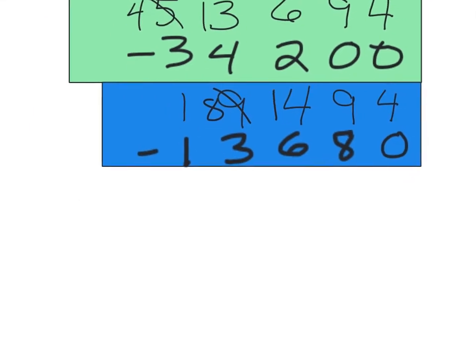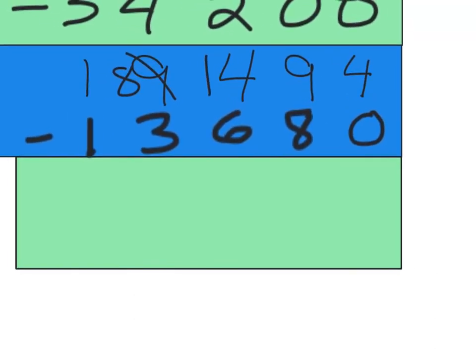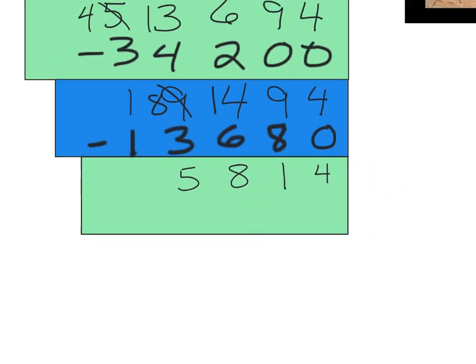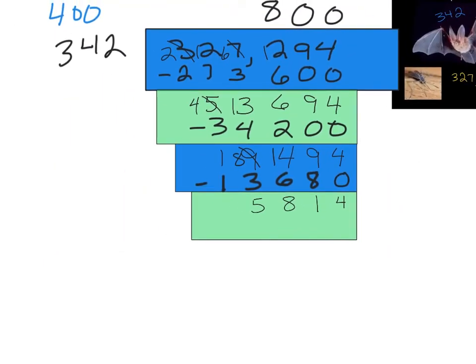I'm going to just move this up a bit and add another area box in right here. And then I'm going to enlarge it a little bit so I can do my subtraction. 4 minus 0 is going to give me 4. 9 minus 8 is going to give me 1. 14 minus 6 is going to give me 8. And then 8 minus 3 is going to give me 5. And let's go ahead and check ourselves once again. And as you see, 342 can go into 581. It will fit in there one more time.